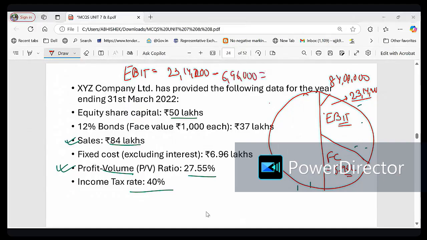How much are you getting? Please do the subtraction. Please tell me, is it clear? Contribution consists of two things. One thing is profit, the other thing is fixed cost. Remember this diagram. This pie chart is super, super important, right?